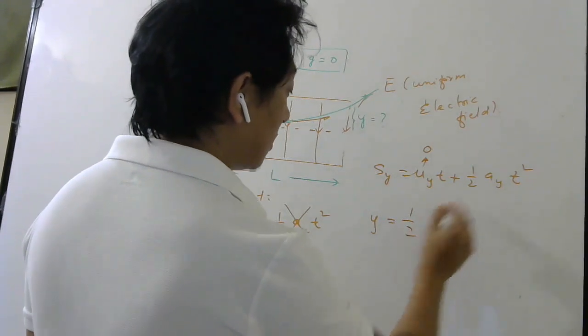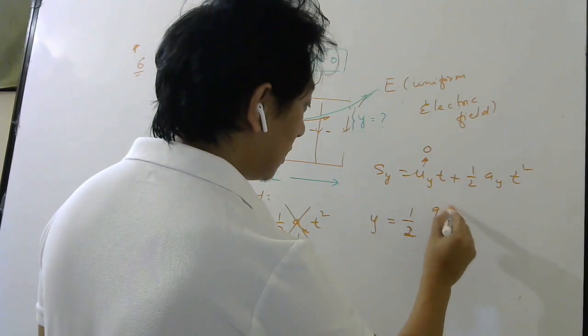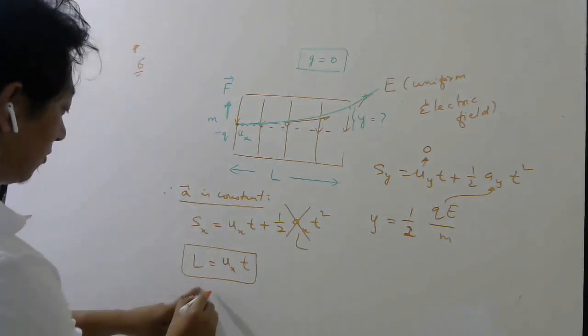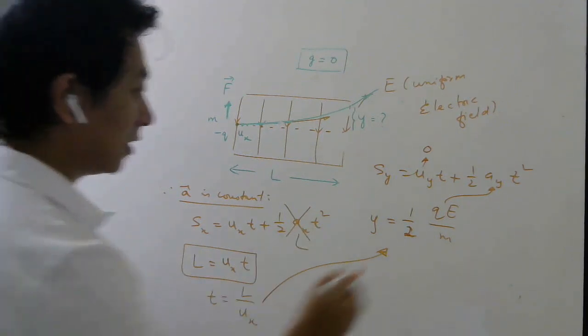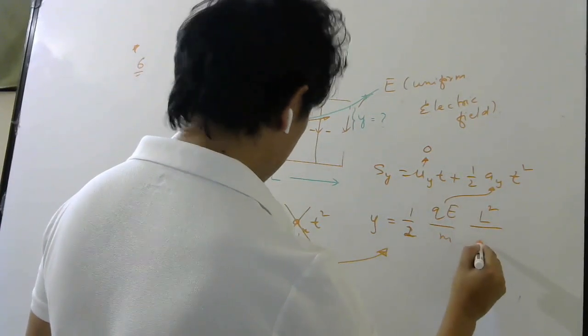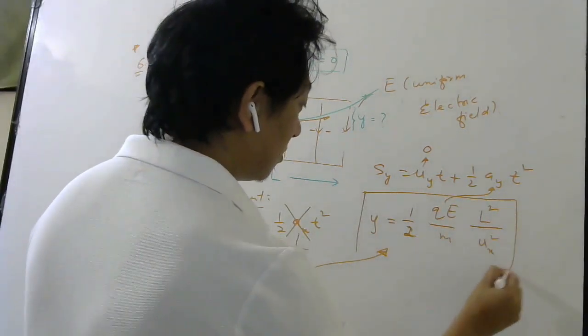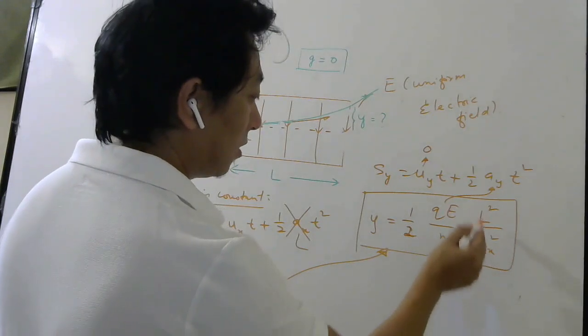Half, what is ay? Acceleration along the y-axis, I have told you already, QE divided by m. And t we can substitute from here. t will be L by ux. So substitute here, t square is L square by ux square. Everything on the right side is given. So this is your answer, right? Which option does it match with? Vertical deflection, option A. They have written L by Vx whole square. So you can write this as L by ux whole square.